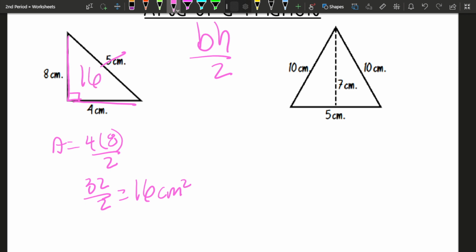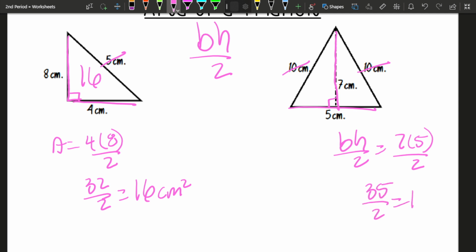And the one on the right side, we have 4 numbers. However, which one's the base? 5. The 5. Very good. And which one is the perpendicular line to the 5? 7. Very good. This right here makes a 90-degree angle. That means we don't care about the tens. So this is base times height divided by 2. 7 times 5. Half of that. So this is 35. And half of that is 17.5 centimeters squared.